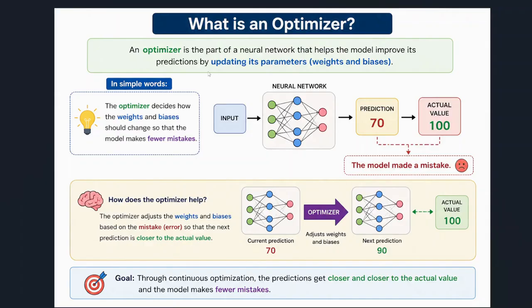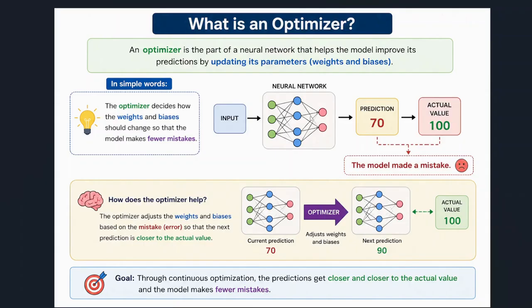So what is an optimizer? An optimizer is the part of a neural network that helps the model improve its predictions by updating its parameters. Parameters means its weights and biases. Every input has some weights, so it helps improve the prediction of the model by updating the parameters of inputs, for example, weights and biases.